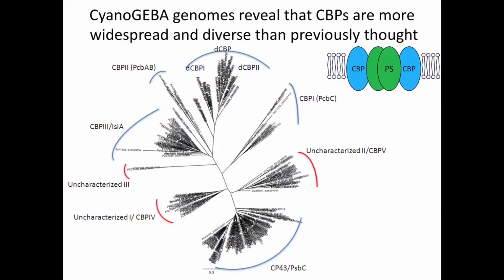So with a more comprehensive cyano data set, we actually find that these membrane-bound CBPs are not a rarity in cyanobacteria, but rather many cyanobacteria have these CBP proteins. More interestingly, given the larger data set from the CyanoGEBA genomes, we actually find new, novel, uncharacterized clades of these CBPs, which could potentially be allowing cyanos to have diverse and unique methods other than phycobilisomes to absorb light.